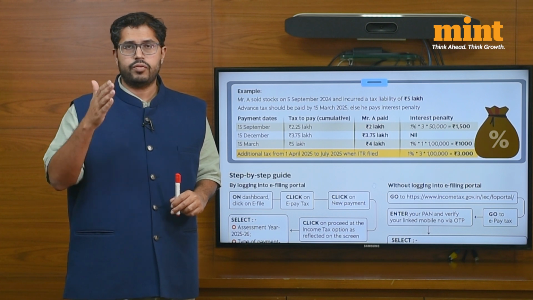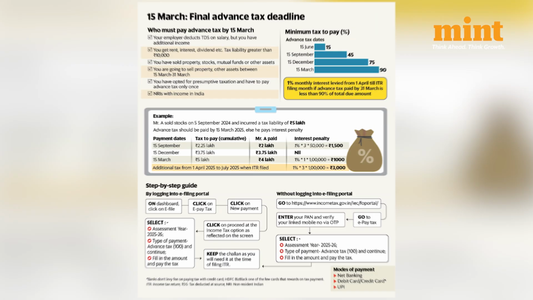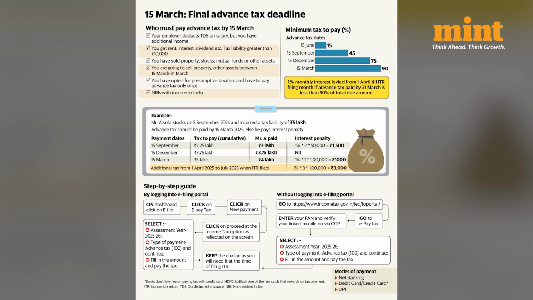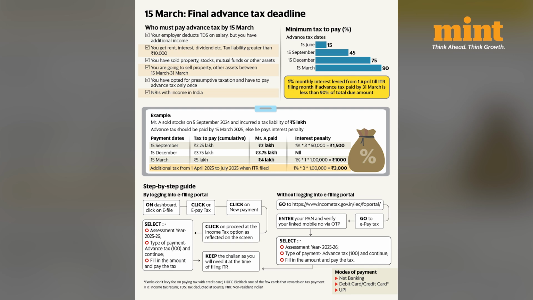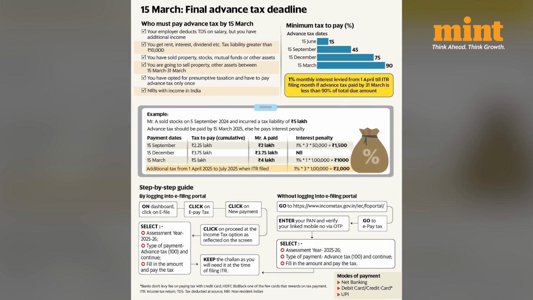By this date, 45% of the tax due needs to be paid. So in this example, 2.25 lakhs needs to be paid. By 15 December, 3.75 lakhs needs to be paid. And by 15th March, ideally the entire 5 lakhs should be paid.